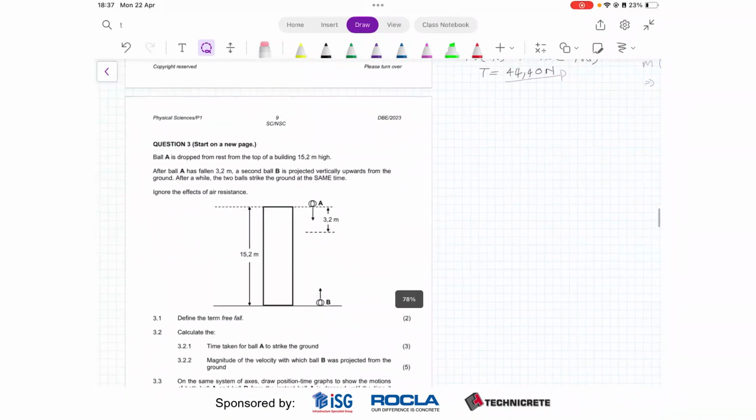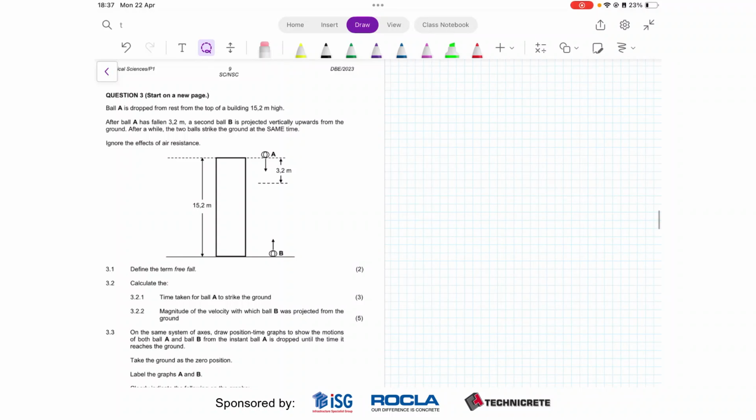Okay, question 3. Ball A is dropped from rest, which tells you V initial is equal to 0, right? From the top of the building at 15.2 meters high. Okay, after ball A has fallen 3.2 meters, a second ball B is projected vertically upwards from the ground. After a while, the two balls strike the ground at the same time. Okay, 3.1.